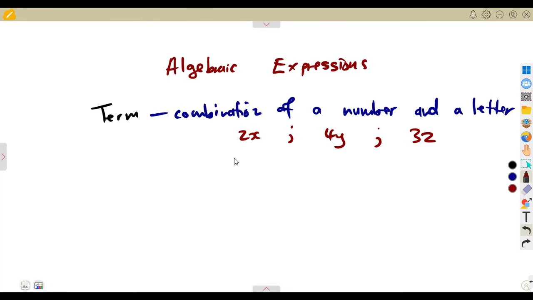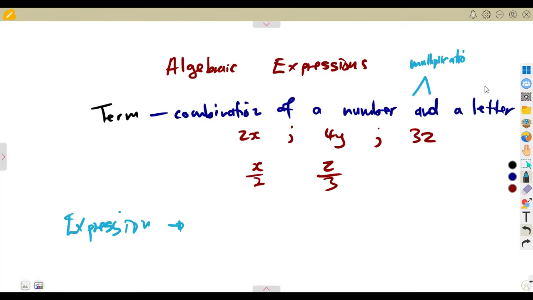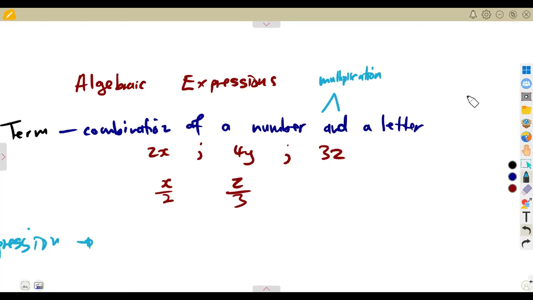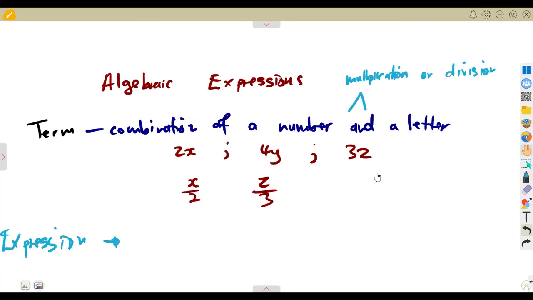A term cannot be just multiplication. As you can see, it's a multiplication there, but it can also be a division like this. If I have x over 2, it's a term. It can be maybe z over 3. It's also a term. So the difference between a term and an expression is that an expression is a combination of addition and subtraction of these terms. A term is a combination of a number and a letter by multiplication or division. Whenever you see this, you're talking about a term.